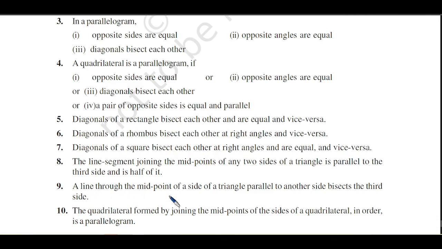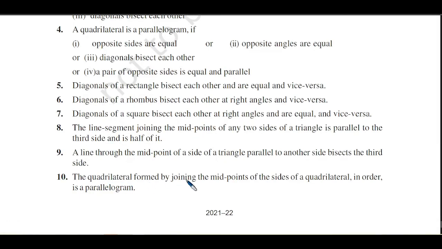A line through the midpoint of a side of a triangle, parallel to another side, bisects the third side. Of course, this is a similar thing: if you take the midpoint of one side and draw a parallel line to some other side, it will bisect the third side. You go through it, we have done this today.